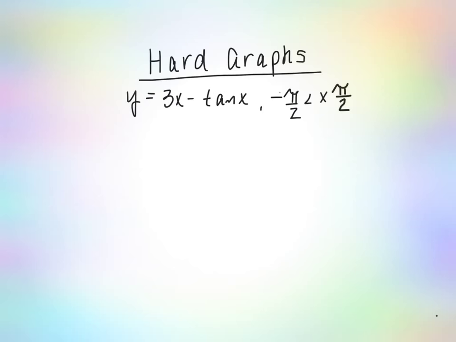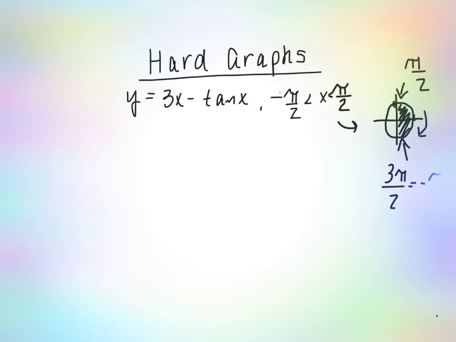So first we have y equals 3x minus the tangent of x, with the bounds that x is greater than negative pi over 2 but less than pi over 2. What that means is that if you go over to your unit circle, so here's a little axis, here's your unit circle, you can only use the values from this part, because we know that this point here is pi over 2, and this point here, technically it's 3 pi over 2, but if you start here and then go clockwise, that equals negative pi over 2.